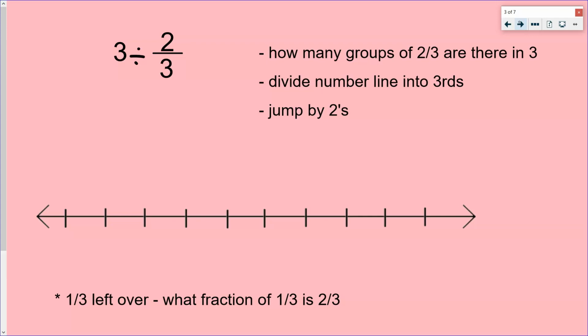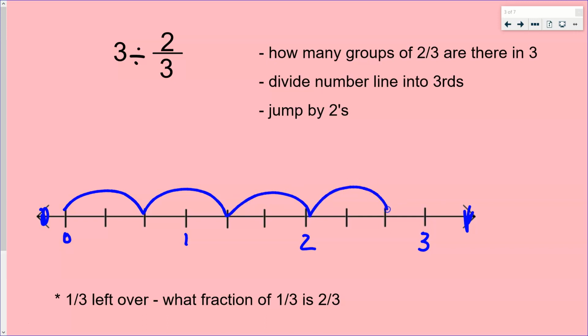So I'm going to, again, divide the number line. I'm going to go into thirds. So 0, 1, 2, 3. Again, I don't like these arrows. And I'm going to jump by 2s because of the numerator. Here's where we're going to come up with a problem. Okay, so I've got 1, 2, 3, 4 jumps. And I have 1/3 left over. So this is left over.